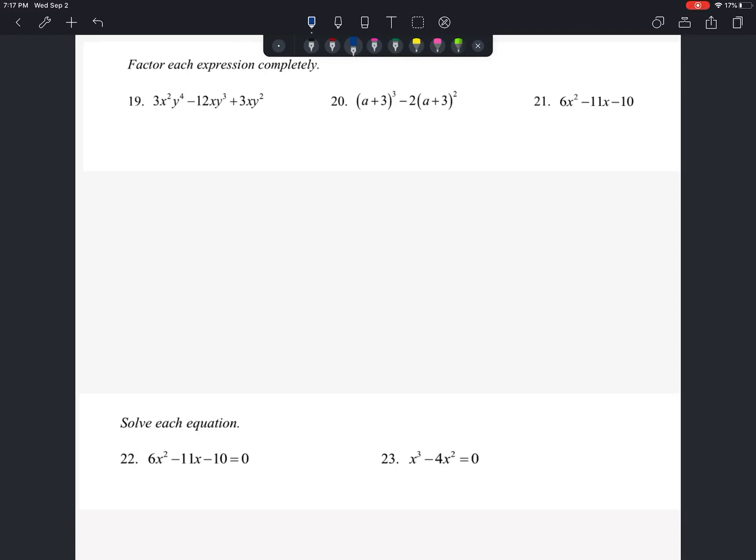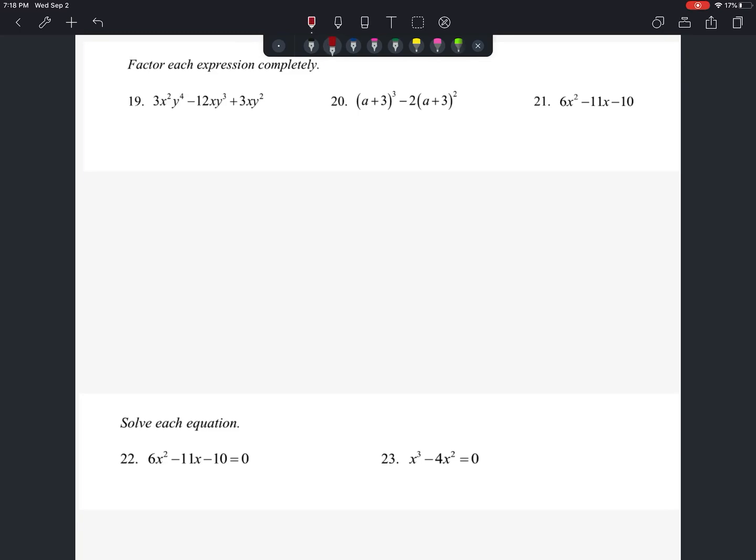Now we're on to problems 19, 20, and 21. Factor each expression completely. And we'll be looking at number 19 first. It says 3x squared y to the fourth minus 12xy to the third plus 3xy squared.